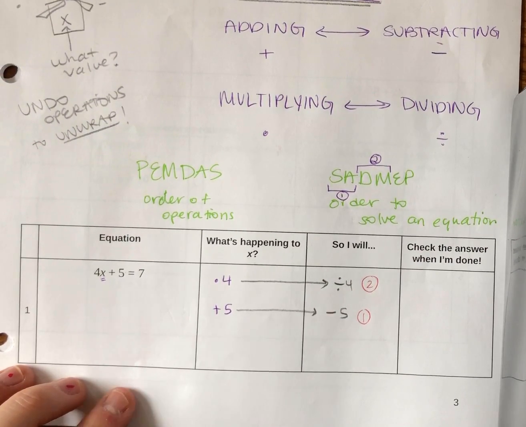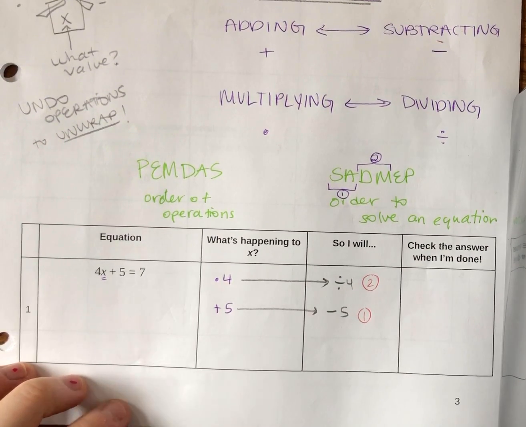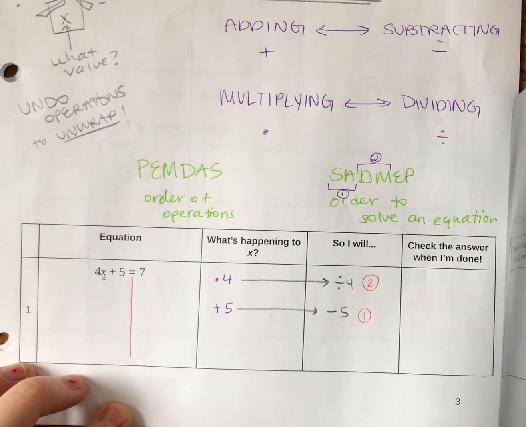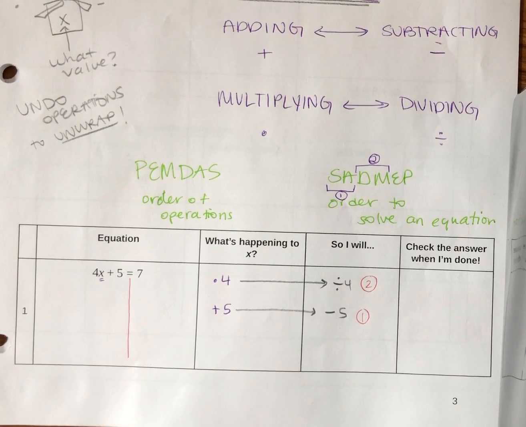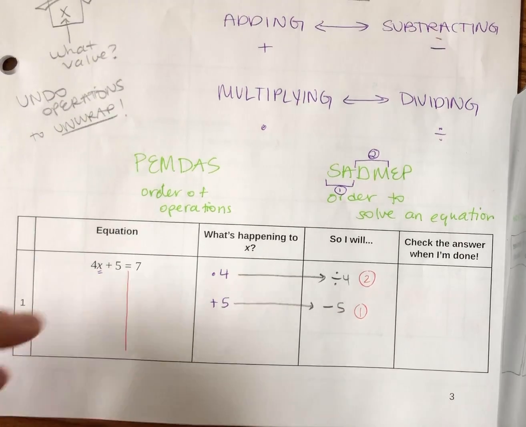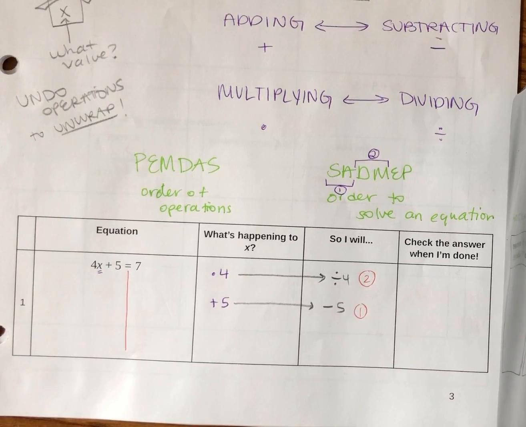So let's see this in action. Below my equal sign, I'm going to draw a line. And that's the line just separating the two sides of my equation, the two sides of my balance here. Like we talked about yesterday with our actual balances, what you do on one side of the equation, you have to do to the other. So I draw this line here to show the both sides of the equation that I'm going to do my operations on.